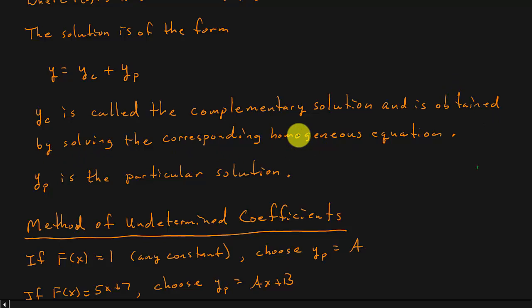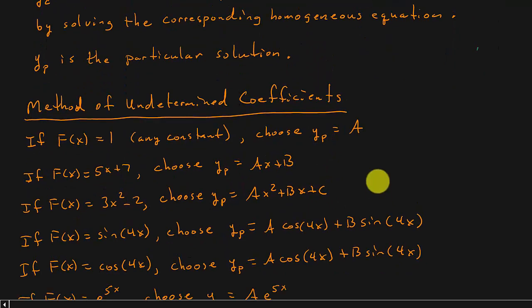All right, so to find y sub c, that's what we did in the last couple of videos. That's where you rewrite it in terms of m and you solve it, okay? And then y sub p is the particular solution. So this is the new part from the previous videos, the particular solution.